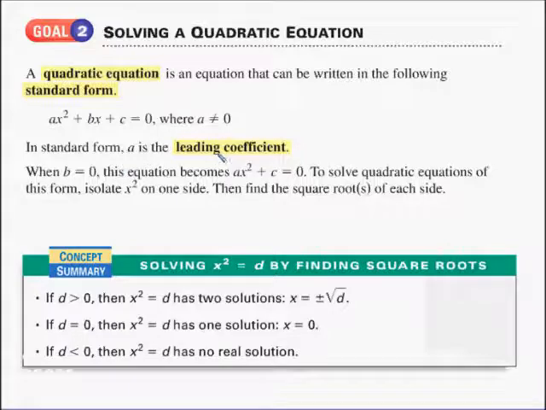In standard form, a is also called the leading coefficient. So when b equals 0, this equation becomes ax squared plus c, because the term bx would be eliminated. If b is 0, 0 times anything is 0, so that's how that term is eliminated. To solve quadratic equations, you need to isolate your x squared by itself, and then you can solve for x. So our variable expression that we're looking for is x.